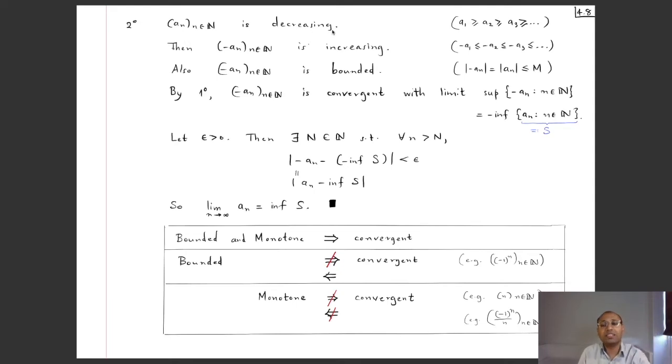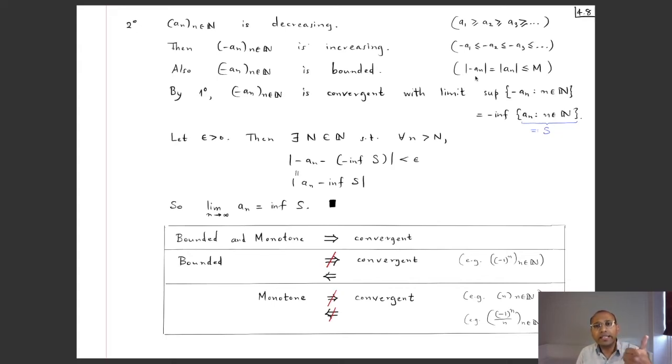So suppose our sequence is decreasing. That means that a1 is bigger than or equal to a2 is bigger than or equal to a3, and so on. Then I look at the new sequence minus an, and that is increasing, because if I multiply throughout by -1, all the inequalities will be reversed. So I have minus a1 is less than or equal to minus a2 is less than or equal to minus a3, and so on. So this new sequence is increasing. Moreover, it's bounded. Why is it bounded? Because the mod of minus an is the same as the mod of an, and since the sequence an was bounded, we had some bound, and that same bound serves for this new sequence as well.